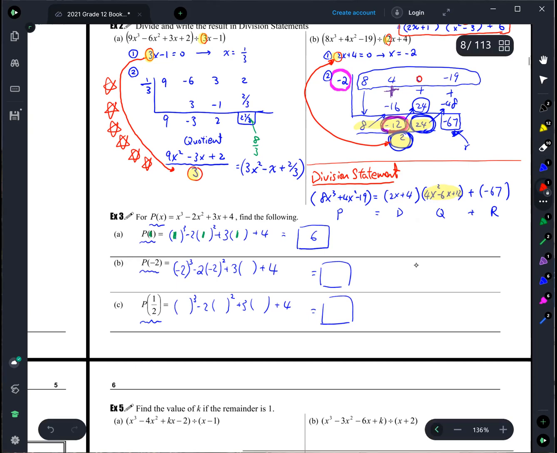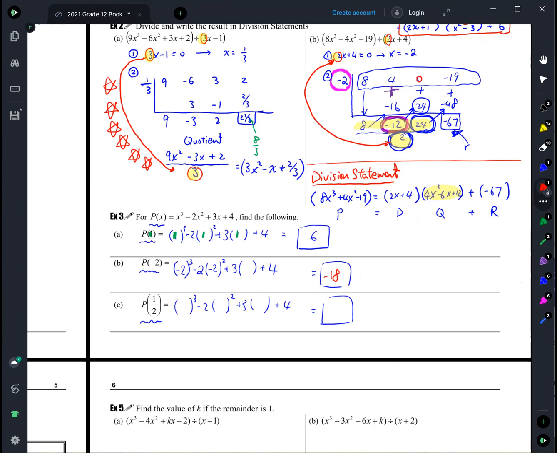Okay, it should be done by now, right? It's just plugging in. Angela, do you have an answer for B? I got -18. Okay. Thank you. Nick, do you have an answer for C? I got 8. Okay.